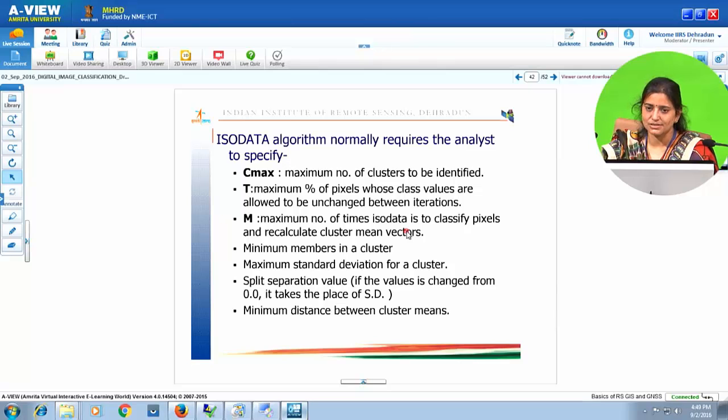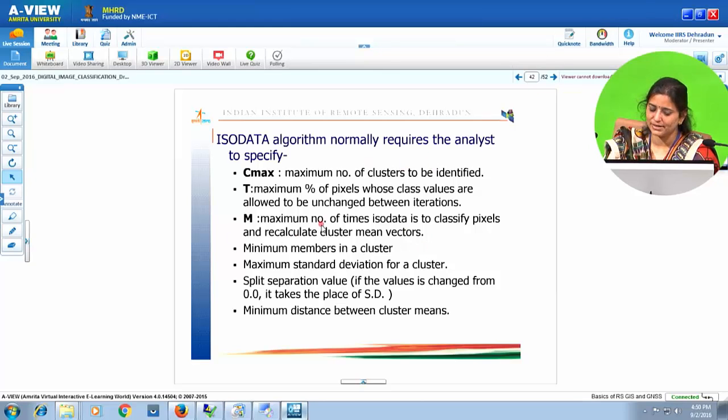Minimum members in a cluster: suppose we specify 10 members in a cluster, then any cluster having fewer than 10 pixels would be merged into the nearest cluster. Maximum standard deviation for a cluster or split separation value, both work the same way. If the cluster has a standard deviation more than this value, then the cluster would be split into 2 parts. Minimum distance between cluster means: if there are 2 cluster means closer than this minimum distance, then these 2 clusters would be merged together.